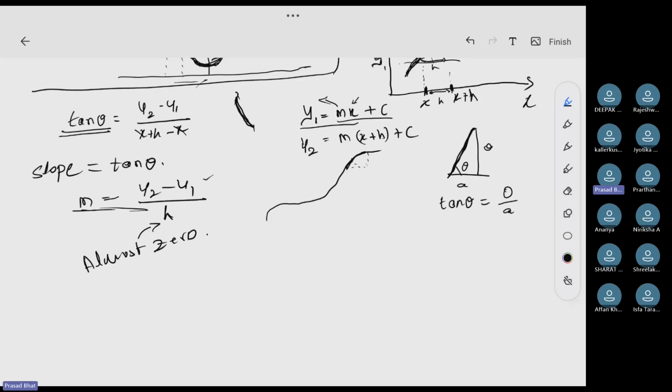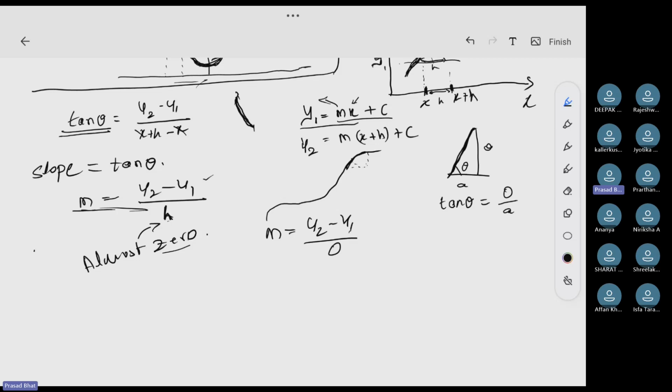Okay, but not exactly 0. Because if you make h 0, then the math is going to break, right? m is equal to y2 minus y1 divided by 0. Division by 0 is something the math cannot solve. So we shrink this h to an extent where it almost becomes 0, and conceptually it represents a single point. Okay. When we do that at a point like this, right?